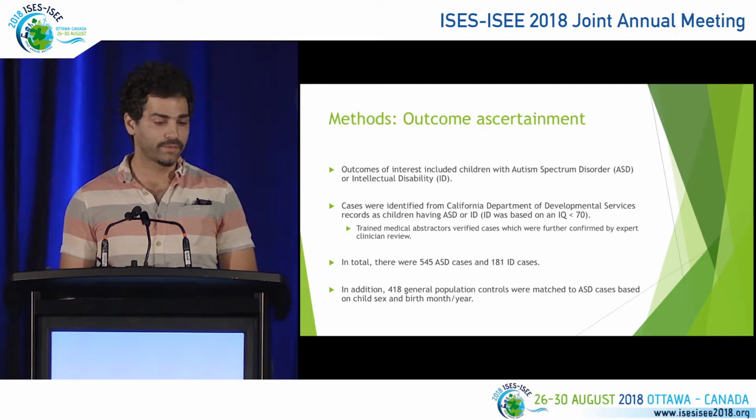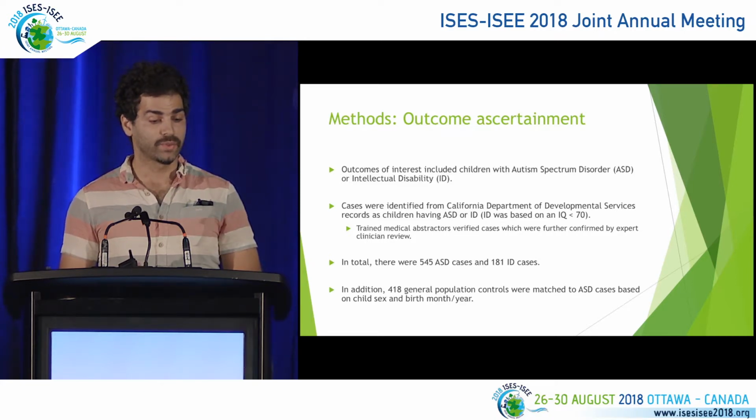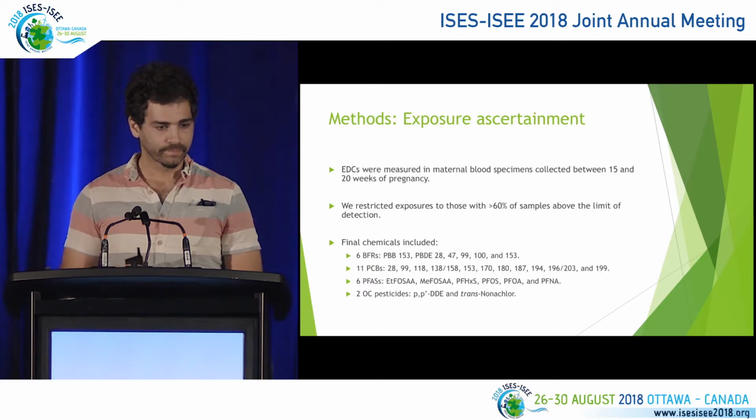In total, I had 545 ASD cases and 181 intellectual disability cases. And general population controls were matched to ASD cases in this work based on the sex of the child and the child's birth month and year. So we had 418 controls to work with.